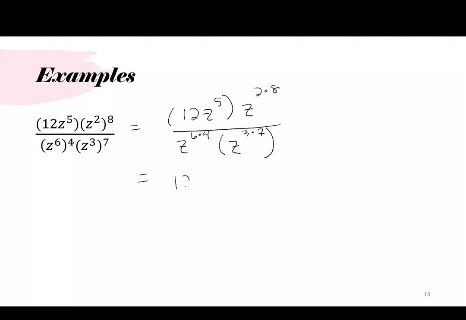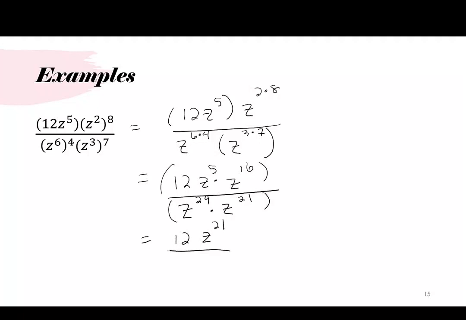So what do I have? I have 12z to the 5th, and then I have 2 times 8 is 16. I have z on the bottom, 6 times 4 is 24, and then 3 times 7 is 21. So let's simplify the top. Remember I said it's kind of like parentheses there. So I have 12z. I want to add the 5 and 16, which is 21. On the bottom, I want to add 24 and 21, which is 45.